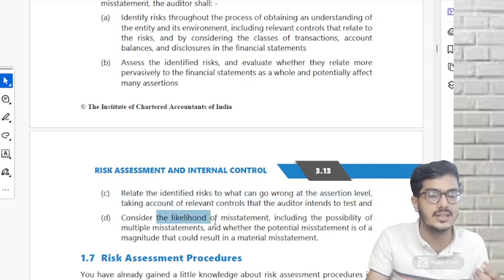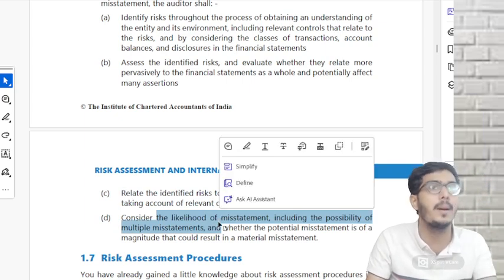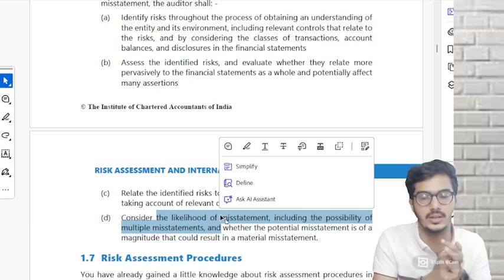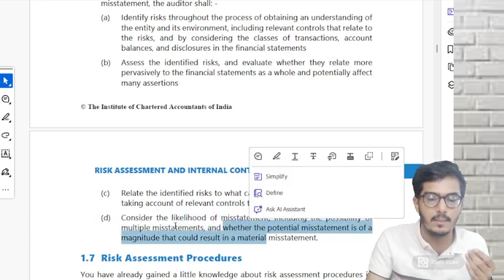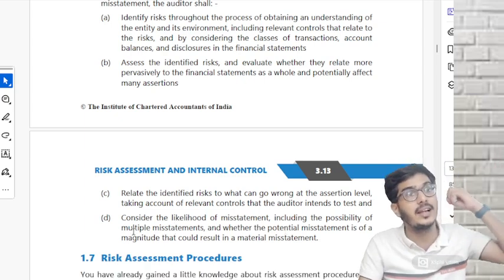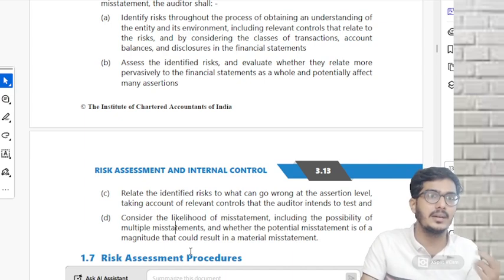And the last one, consider the likelihood, the probability. If there is a misstatement, what is the probability of that misstatement affecting your P&L or balance sheet? Understood? Including the possibility of multiple misstatements, and whether the potential misstatement is of that magnitude, that strength, that could result in a material misstatement.